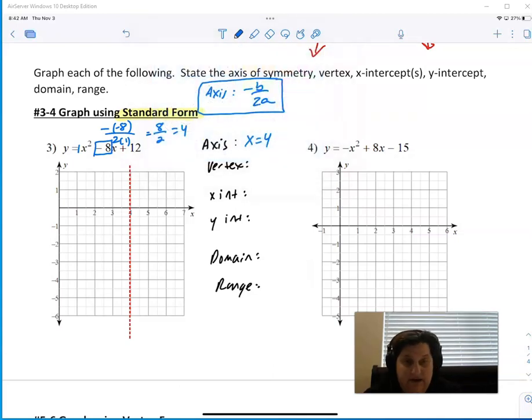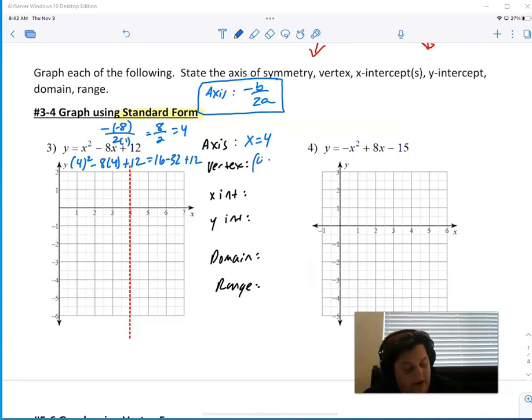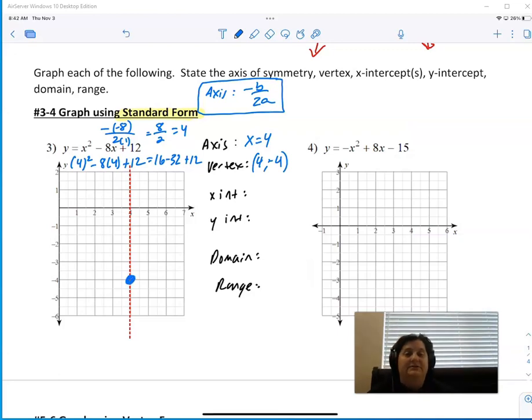Now, the way I get the vertex, we talked about this, you've got to plug that in to this equation right here. It's okay if you guys want to use calculators. 4 squared is 16, minus 32, plus 12, which gives me negative 4. That's my vertex.